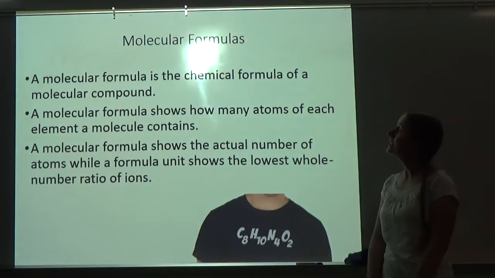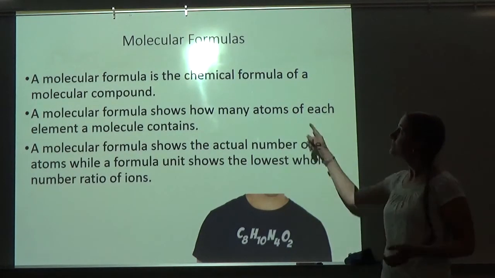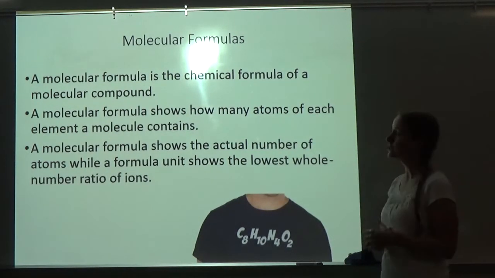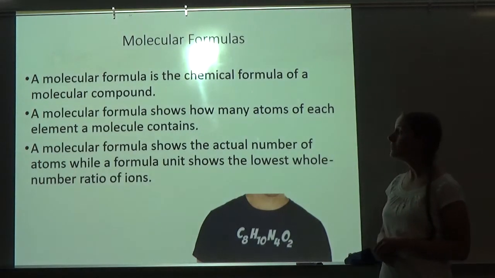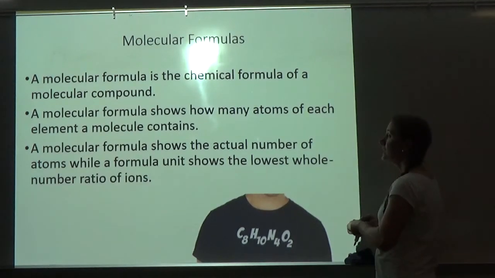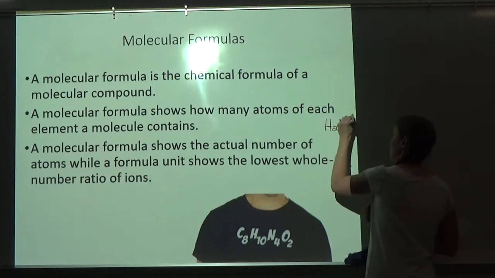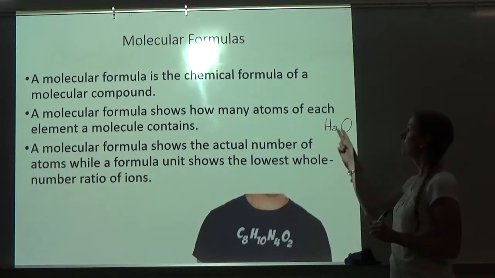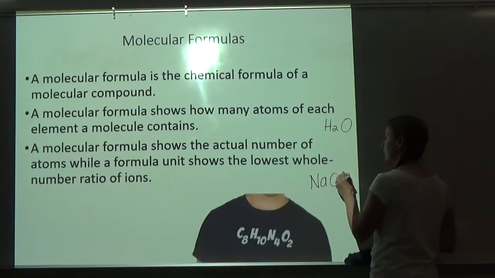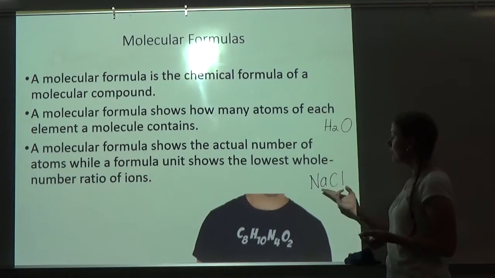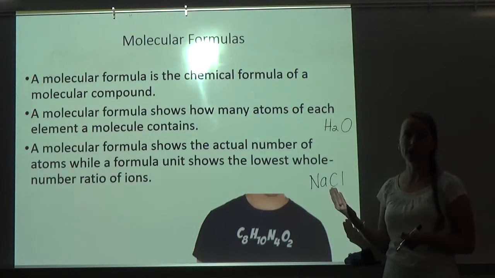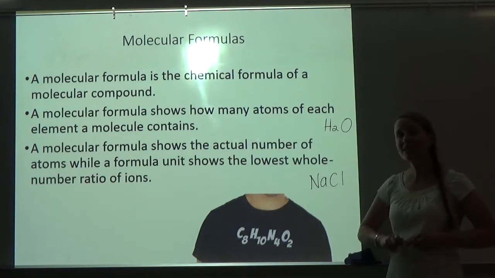A molecular formula is the chemical formula of a molecular compound. It shows how many atoms of each element a molecule contains. So H2O tells me there's 2 hydrogens and 1 oxygen. A molecular formula shows the actual number of atoms, while a formula unit shows the lowest whole number ratio of ions. So a molecular formula, like for water, H2O, tells me in a water molecule there are literally 2 hydrogens and 1 oxygen bonded together. Whereas a formula unit for an ionic compound such as NaCl, sodium chloride, just tells me the ratio. For every 1 sodium ion, I have to have 1 chloride ion. It doesn't tell me exactly how many, it's just a ratio.